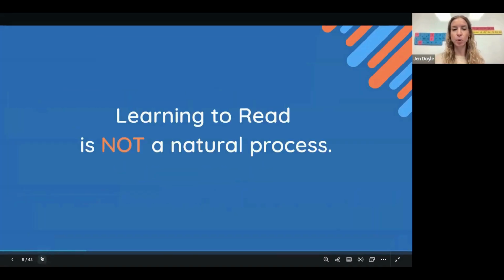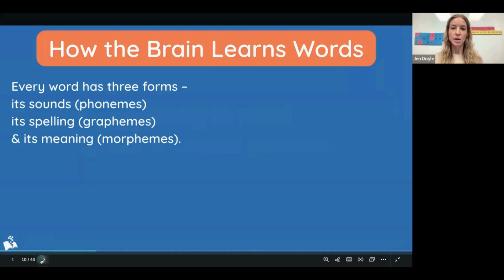The next thing that's really important to keep in mind is that the science of reading teaches us that learning to read is not a natural process. And so we know that learning to speak is a natural process that students learn through exposure, but learning to read is not. It needs explicit systematic instruction and really understanding the way that the brain learns to read. And so that's why we're going to look at that process today, to really understand the complexity of it and how to instruct so that students can learn to read and develop the process. So let's jump into how the brain learns words.